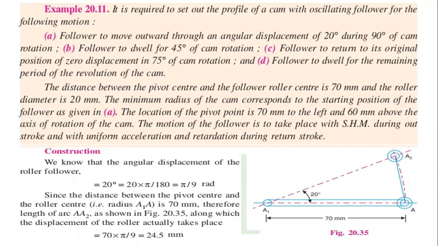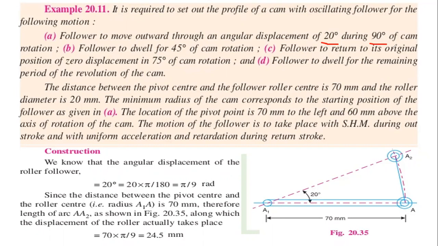So this is the question. It is required to set out the profile of a cam with the oscillating follower for the following motion. The follower is to move outward through an angular displacement of 20 degrees during the first 90 degrees of cam rotation.